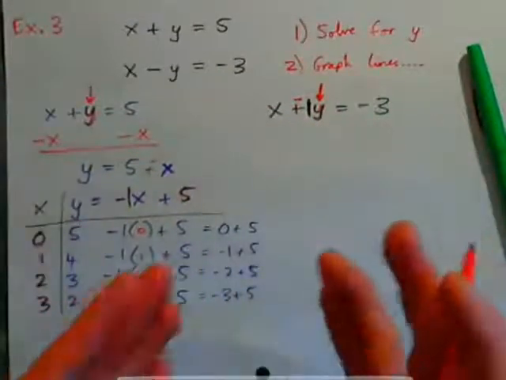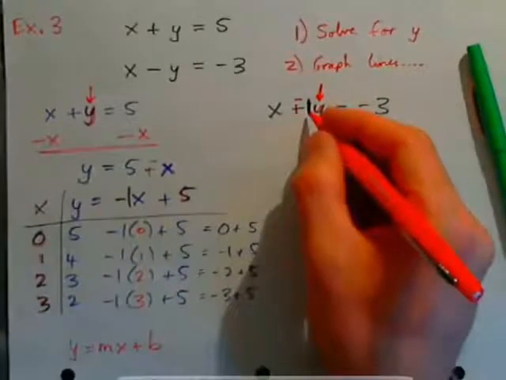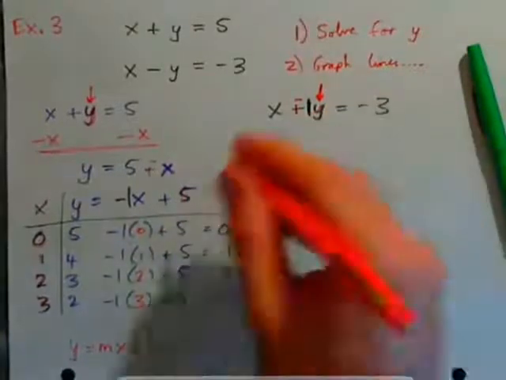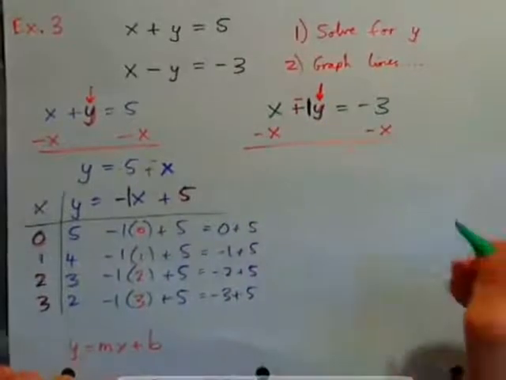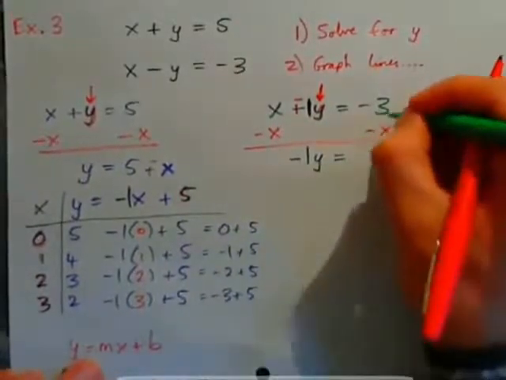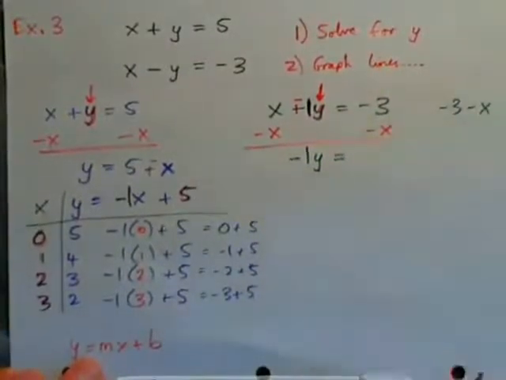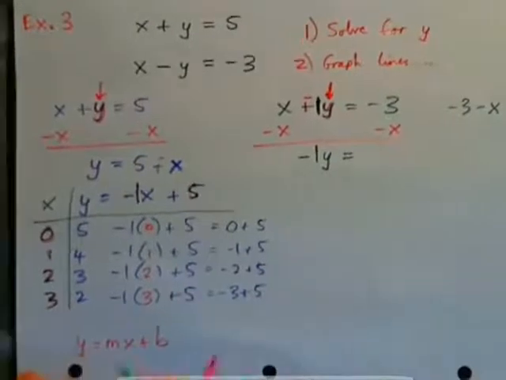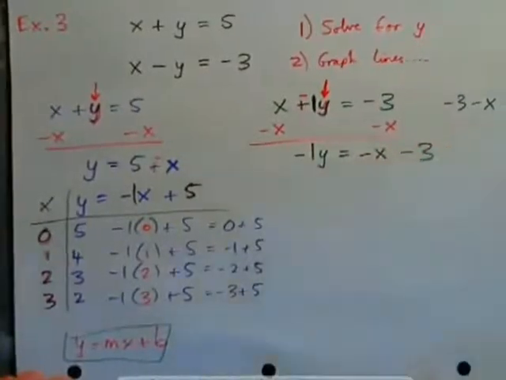So I do the last operation first. The first thing done to y is it's multiplied by a negative 1. The next thing done to y is add x. So I've got to get rid of the x first. Subtract x from both sides first. And now I have negative 1y equals negative 3 minus x. And you can write that, or even better, because you want it in y equals mx plus b form, how else can you write it? Negative x minus 3, right?